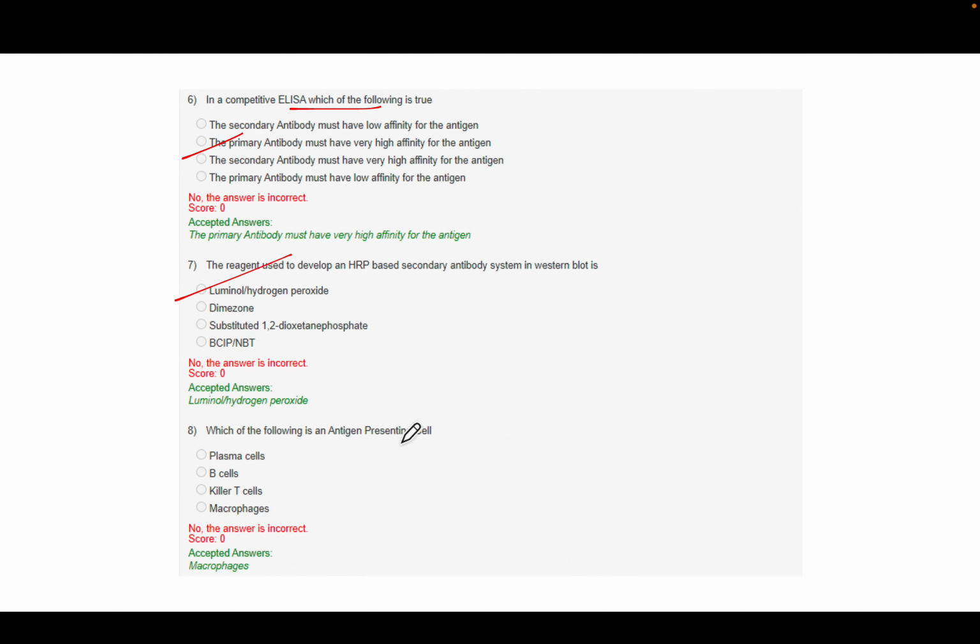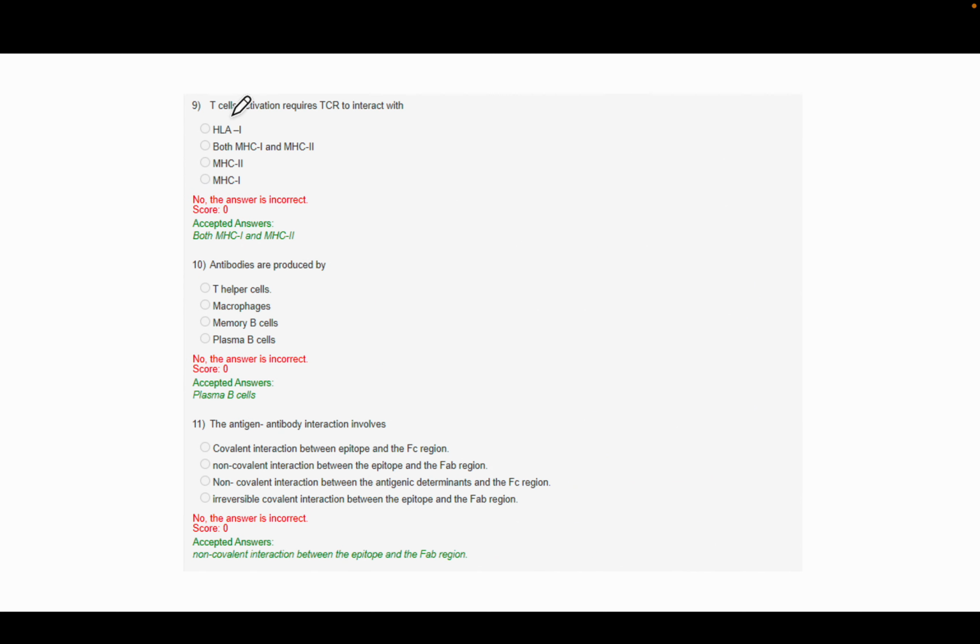Which of the following is antigen presenting cell? B cell, plasma cell, killer T cell, macrophage. Macrophage will be the answer. T cell activation requires T cell receptor to interact with both MHC, MHC1 and MHC2. Antibodies are produced by B cells, plasma B cells.